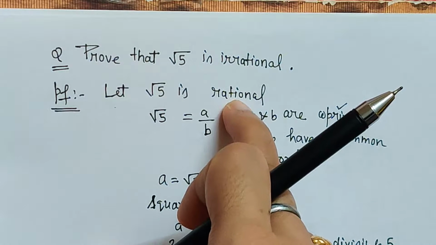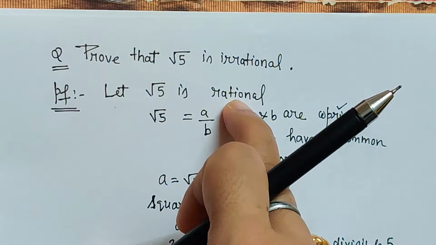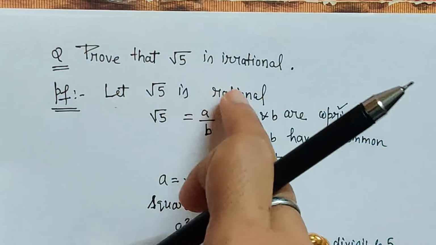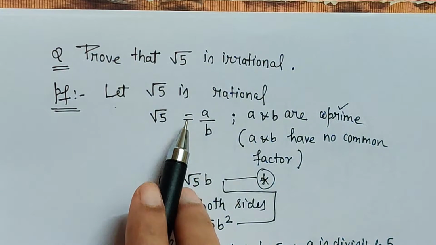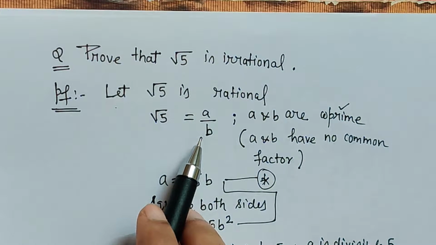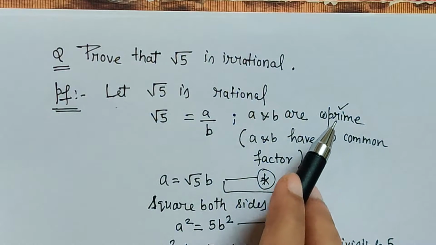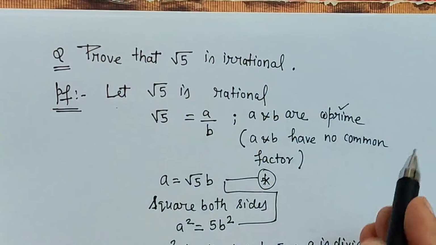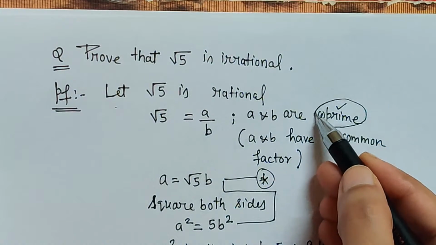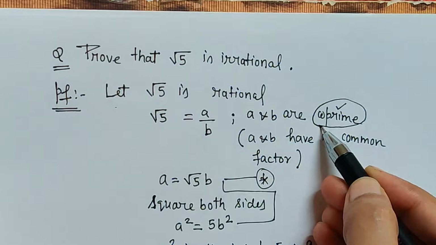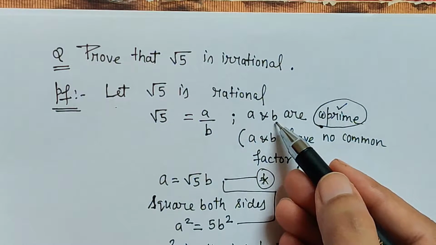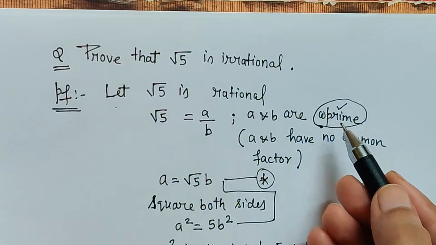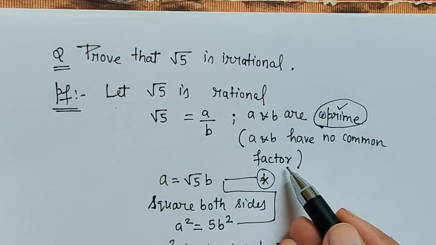Next, as per the definition of rational numbers, if anything is rational, it can be written as a upon b, where a and b are co-prime. Again, this word co-prime means a lot. It is very important to understand deeply what co-prime means. Co-prime means that two numbers have no common factor between them.